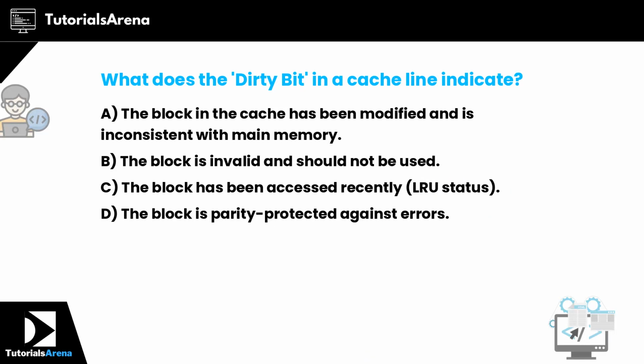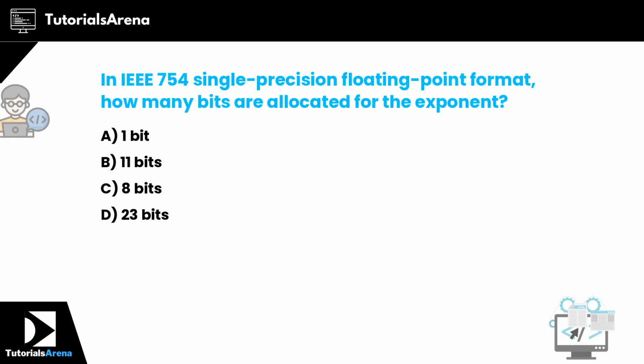What does the dirty bit in a cache line indicate? The correct answer is option A. The block in the cache has been modified and is inconsistent with main memory. In IEEE 754 single precision floating point format, how many bits are allocated for the exponent? The correct answer is option C, 8 bits.